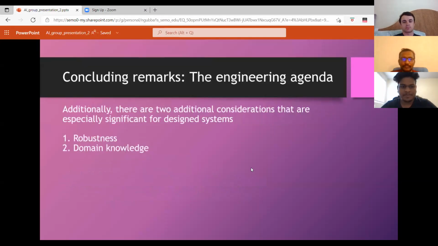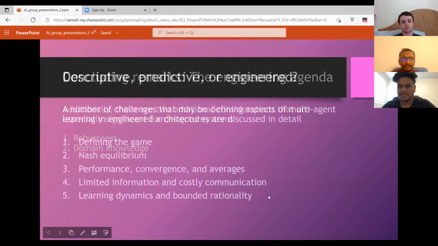Yeah. So coming to the learning dynamics and bounded rationality, can we go to the next one, the previous one? I'm still discussing the 5th point.